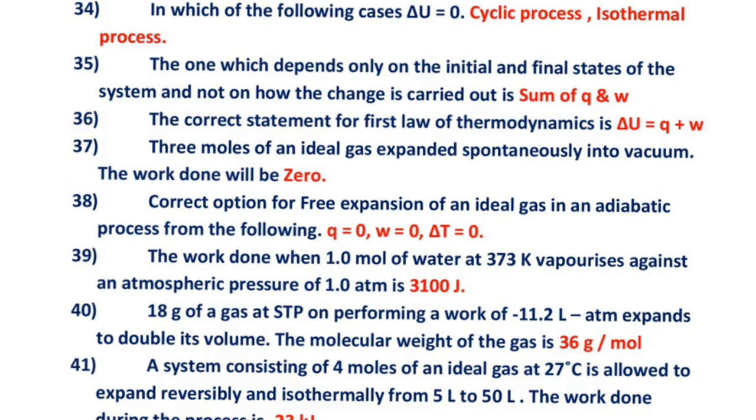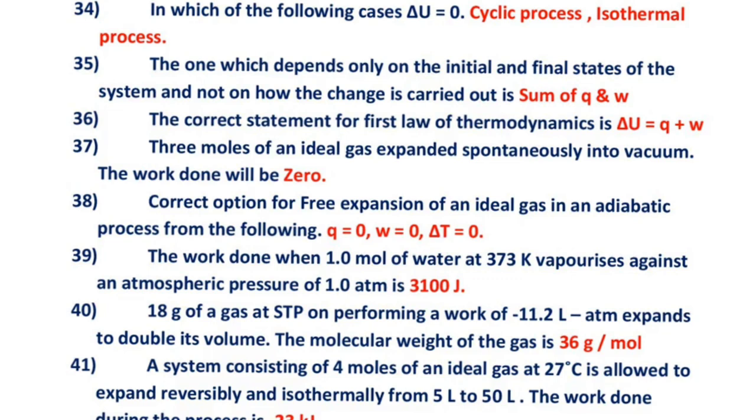3 moles of an ideal gas expanded spontaneously into vacuum. The work done will be 0. Correct option for free expansion of an ideal gas in an adiabatic process from the following: Q is equal to 0, W is equal to 0, delta T is equal to 0.